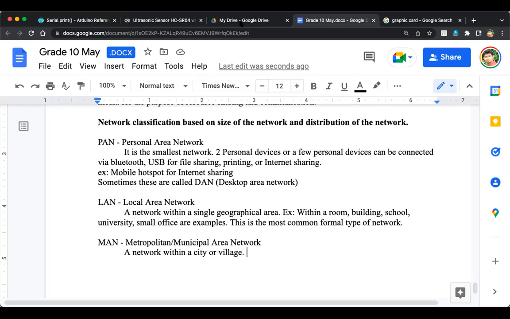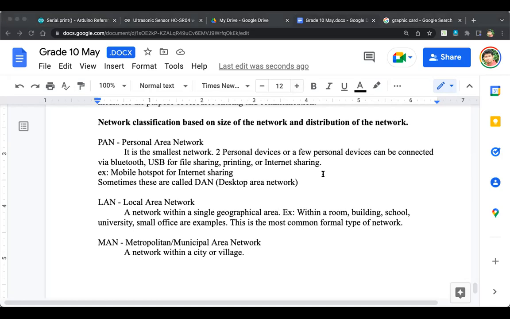So that is not a single geographical area. Small geographical changes are there, right? Small geographical changes mean one side can be raining and the other side not raining, likewise. So some minor changes are there. That is not a large geographical boundary as well, but it has minor changes. That is metropolitan area network.